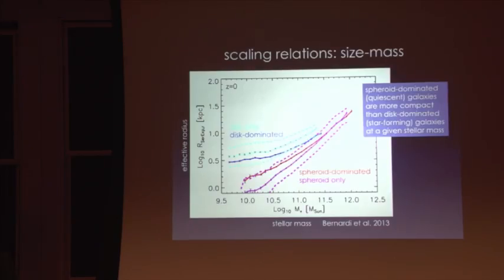So now we can also study how the light or mass is distributed. The size, which we might measure with a half-light radius or an effective radius. Again, for nearby galaxies, we've known for a while that if we look at disk-dominated galaxies, they have this rather shallow relationship between size and mass. Bigger things are bigger. That's fine. And for either the whole galaxy of spheroid-dominated galaxies, or if you just measure the spheroid, you see a much steeper relationship between size and mass. So these spheroid-dominated quiescent galaxies are much more compact than disk-dominated galaxies at a given stellar mass.